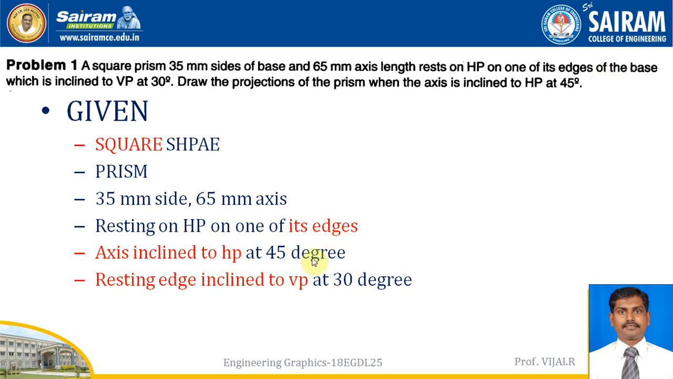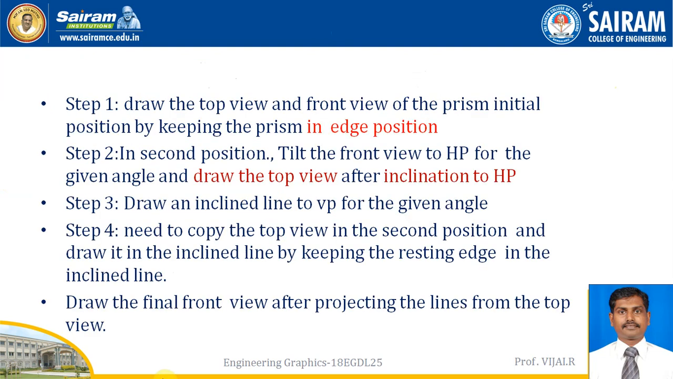Axis is inclined to HP at 45 degree. Okay, inclined to HP, what is the angle of inclination? It is 45 degree. And the resting edge is inclined to VP at 30 degree. That's what is given here. It is resting on HP on one of the edges of the base, which is inclined to VP at 30 degree. So we have to take it as the resting edge. First take the given data properly, then we will go for the problem.